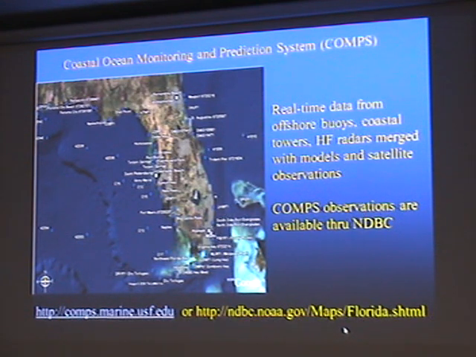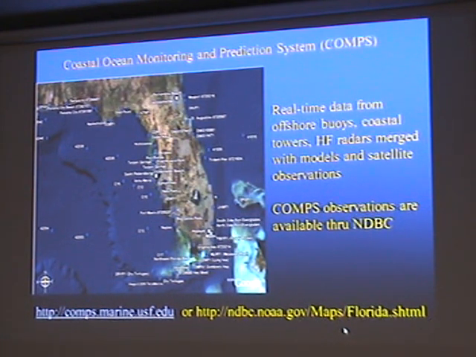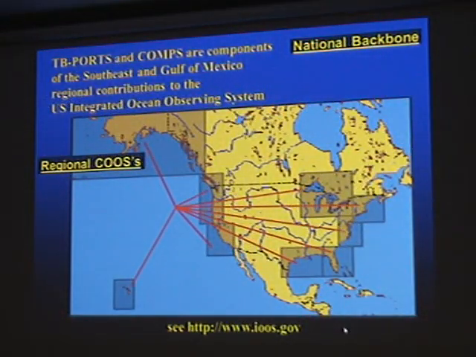But all of these data have been coming in now since the late 90s. We hand them off to the NOAA National Data Buoy Center at Stennis. They do their own QA, QC, and they put them into the NOAA Gateway, so the whole world gets to play with them. And again, we have a COMPS website, or simply go to the NDBC website to find the data.